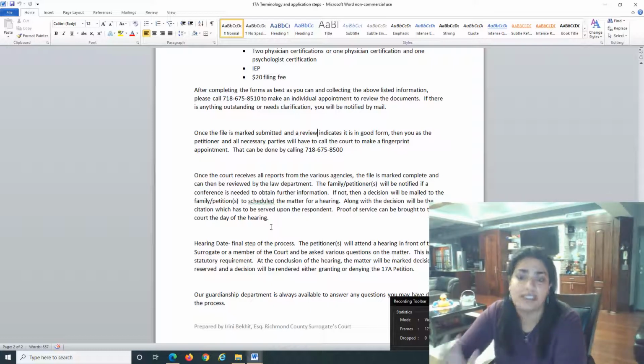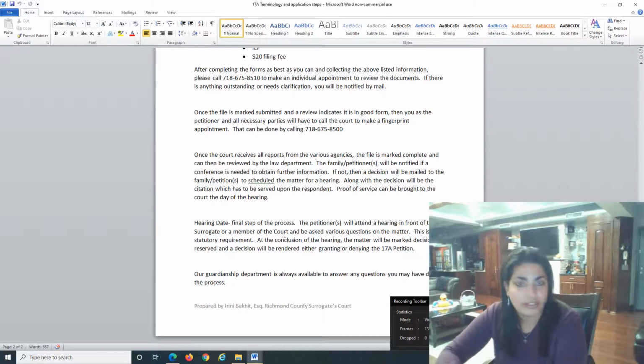The standard is the least restrictive means possible, so we have to see whether or not 17A is in fact the least restrictive means for your family to accomplish those goals. And at the conclusion of the hearing, the matter is marked decision reserved, and then you get, again, something in the mail in writing, either denying or granting your 17A application. And throughout the process, if there's ever any questions, you can always give us a call, send an email.